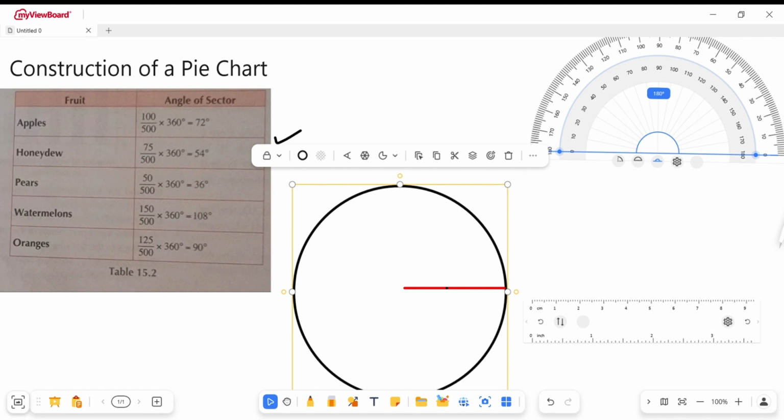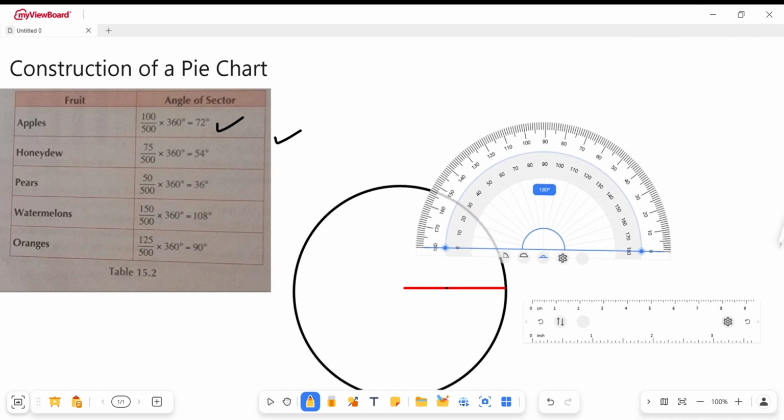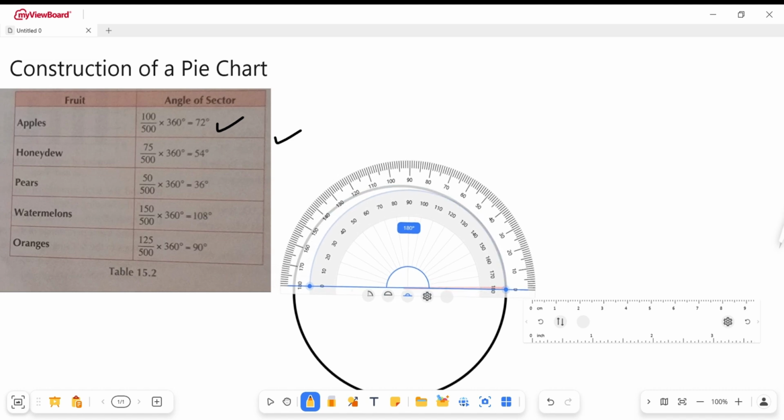The first part says that you need to draw the angle of 72 degrees. How do you draw 72 degrees? You need a protractor. Take a protractor and place it on this red line, so that the 90-degree line touches at the center point of the circle and the 0-degree line lies on the red line. This is 0 degree. You need to place the protractor like this.